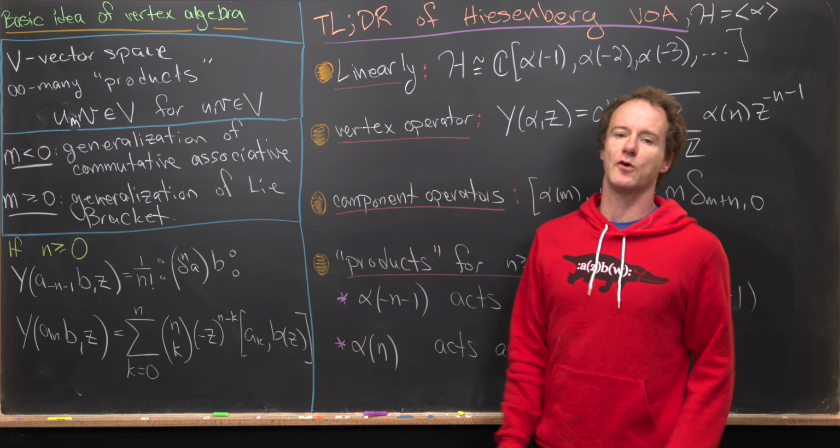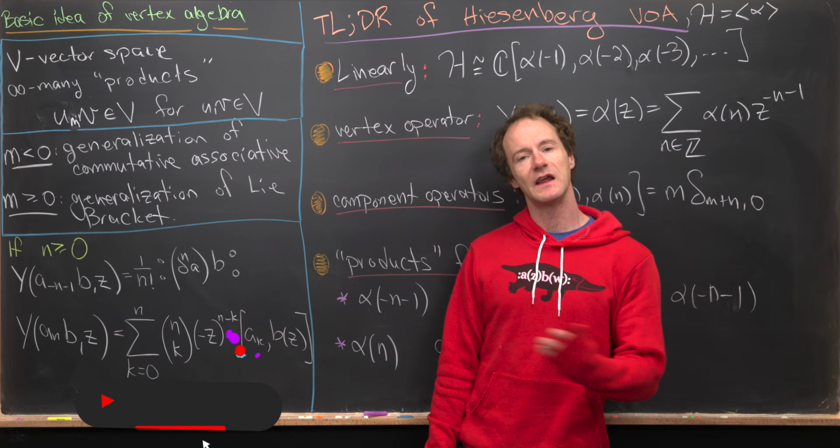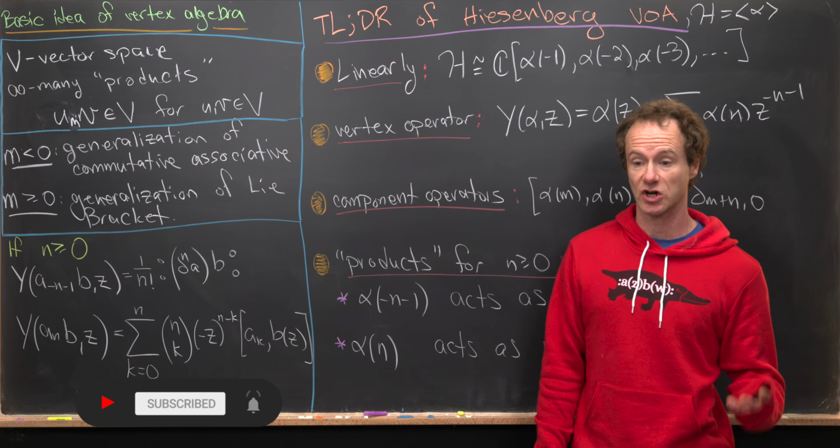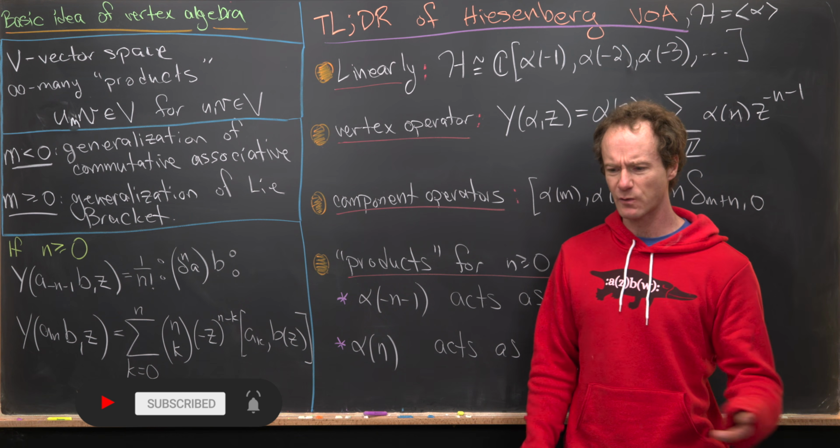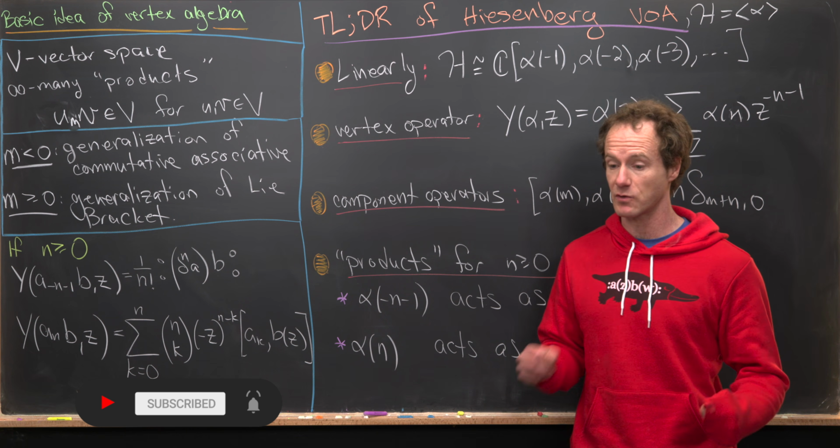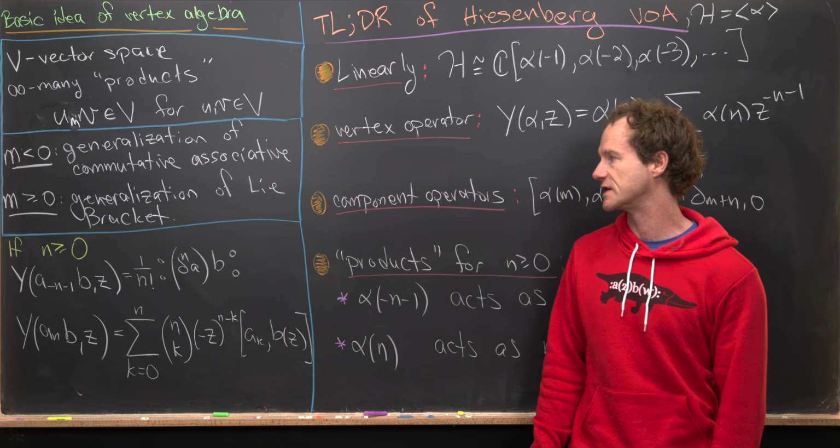We finally got another video about vertex algebras. And in the last video, we looked at the basic construction of the Heisenberg algebra. And here we want to look at maybe a summary of that construction and some calculations.